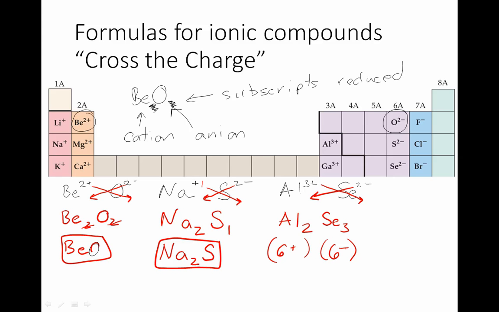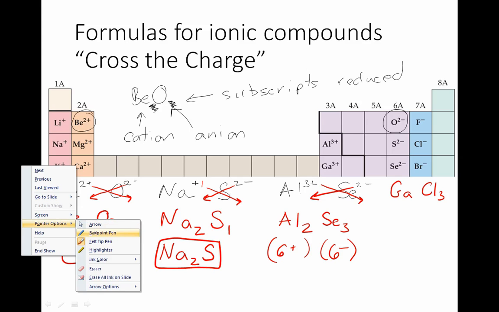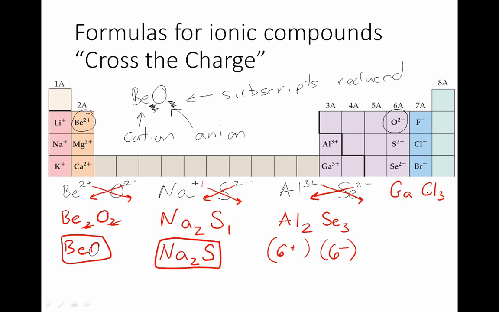Additionally, you can easily go in the reverse direction. So I'm going to go in reverse. What if I have gallium chloride? If I did not know the charge of each of these, I could figure it out by reverse crossing the charges. So whatever that subscript is becomes a superscript and vice versa. So it would be gallium, the 3 comes up, and then chlorine, the 1 comes up. So that would mean gallium 3 plus, chlorine minus.